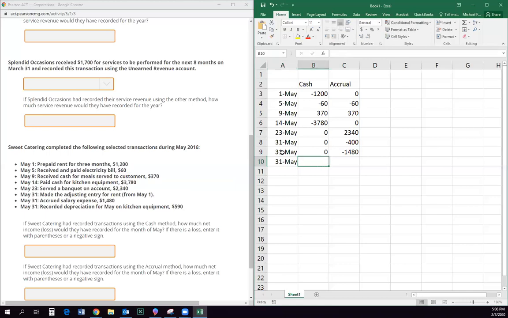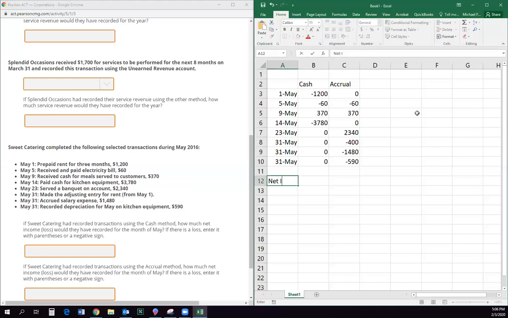On May 31st, we record depreciation for the kitchen equipment, $0 in cash. But under the accrual method, we're going to recognize that an expense. That's how we're recognizing that cost of the equipment that we bought up here.